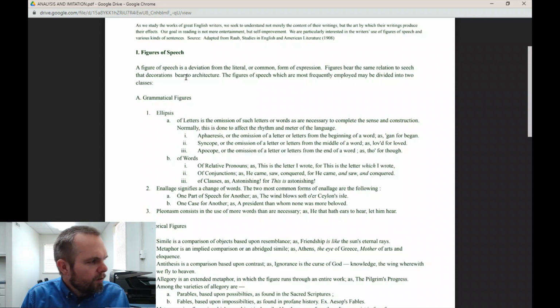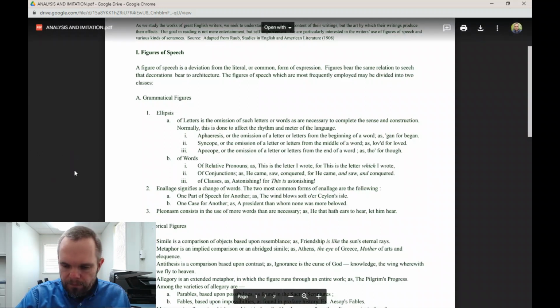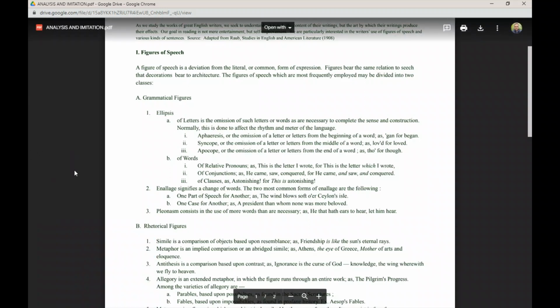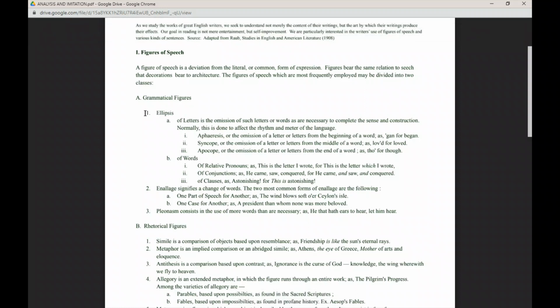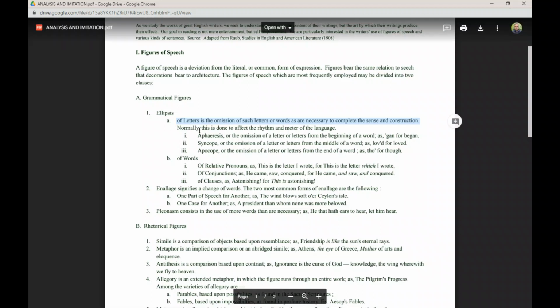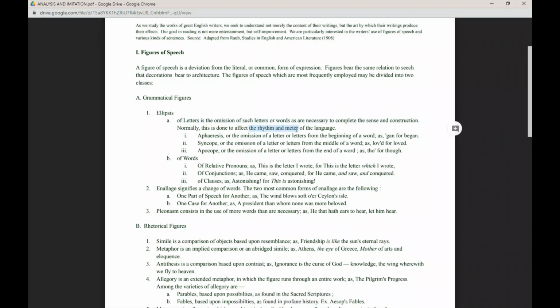So looking at the grammatical figures up here, and I'll just get myself out of the way. Looking at the grammatical figures, the first one we see is ellipsis. Ellipsis is the first grammatical figure, and we see that there are two kinds of ellipsis. The first kind is the ellipsis of letters, which is the omission of letters or words as are necessary to complete the sense and construction. This is normally done to affect the rhythm and meter of language.